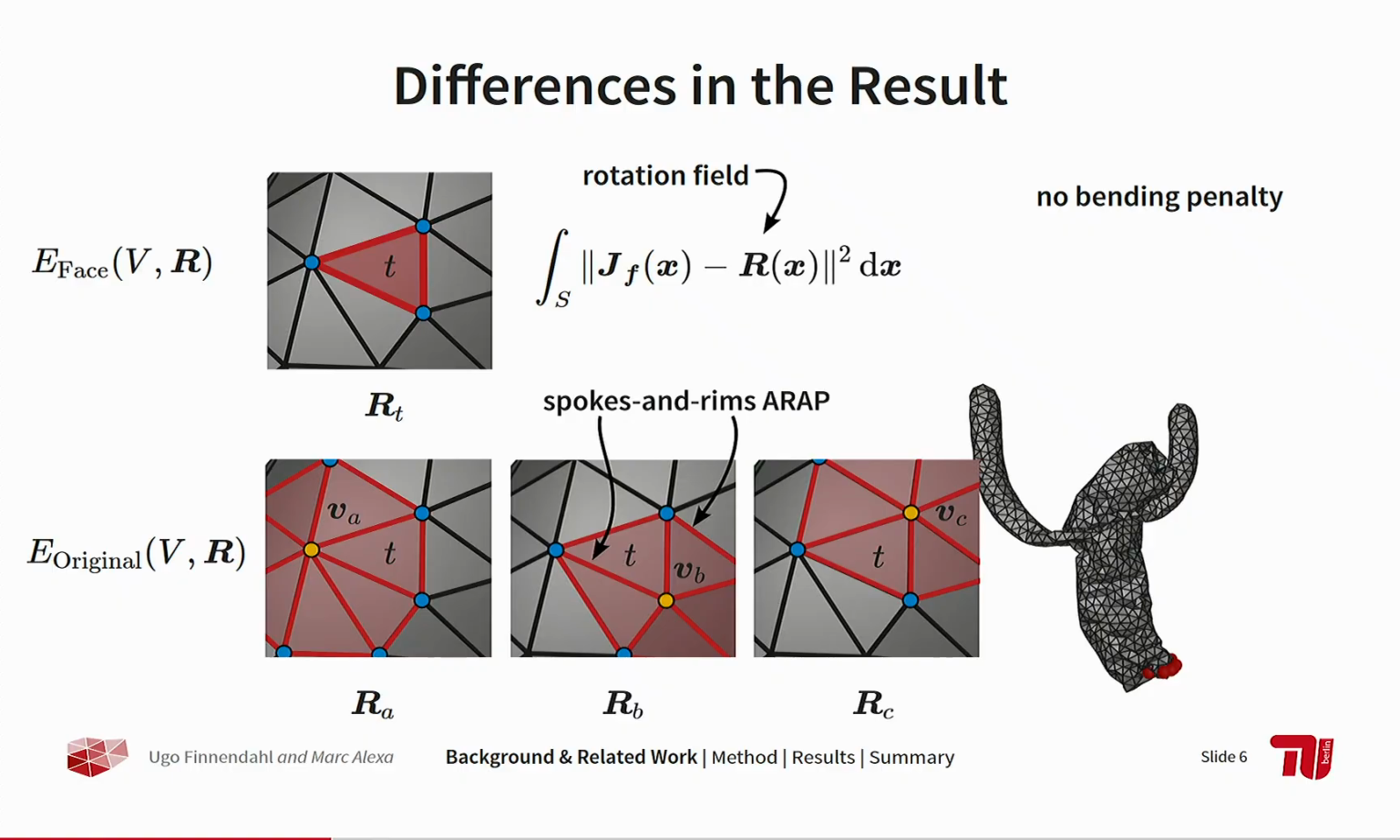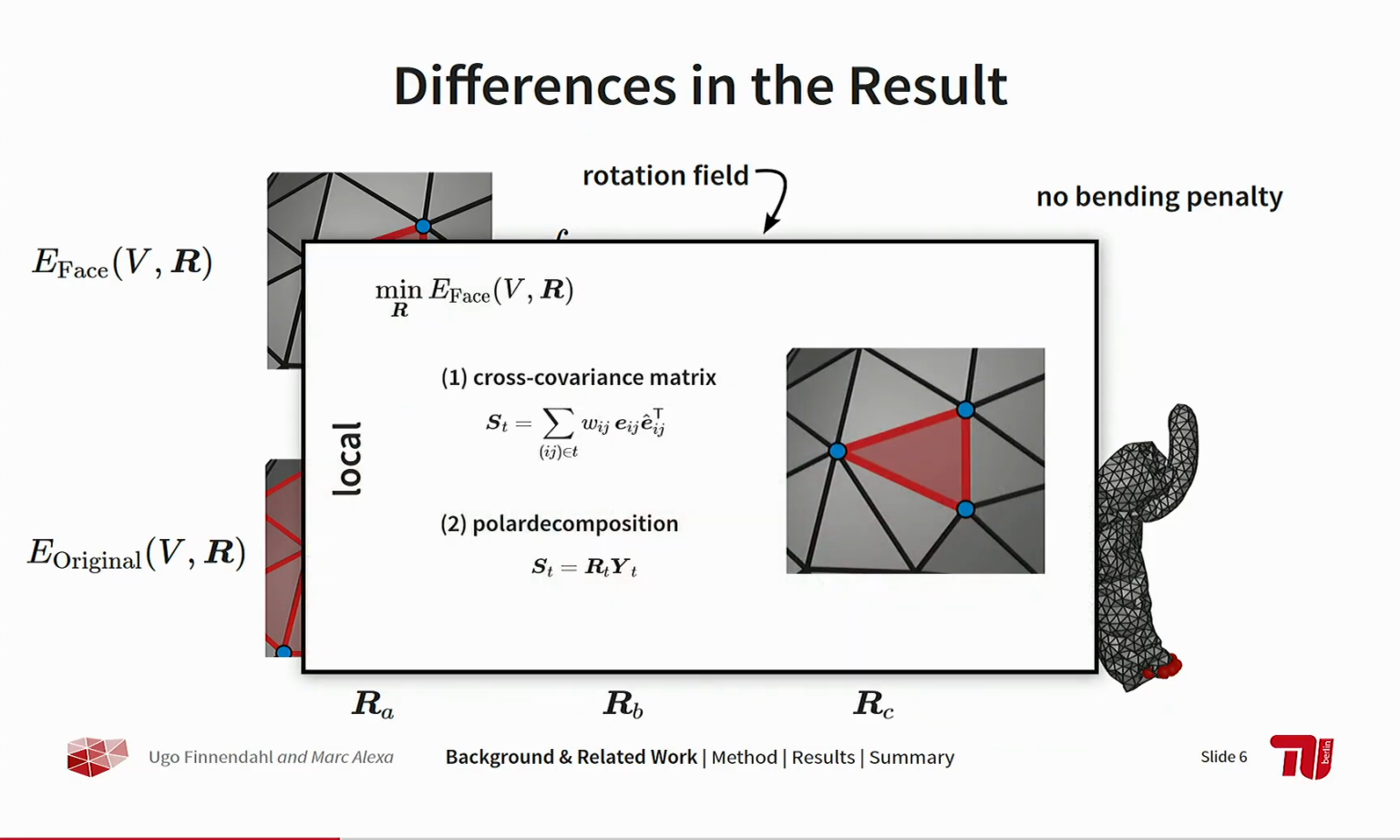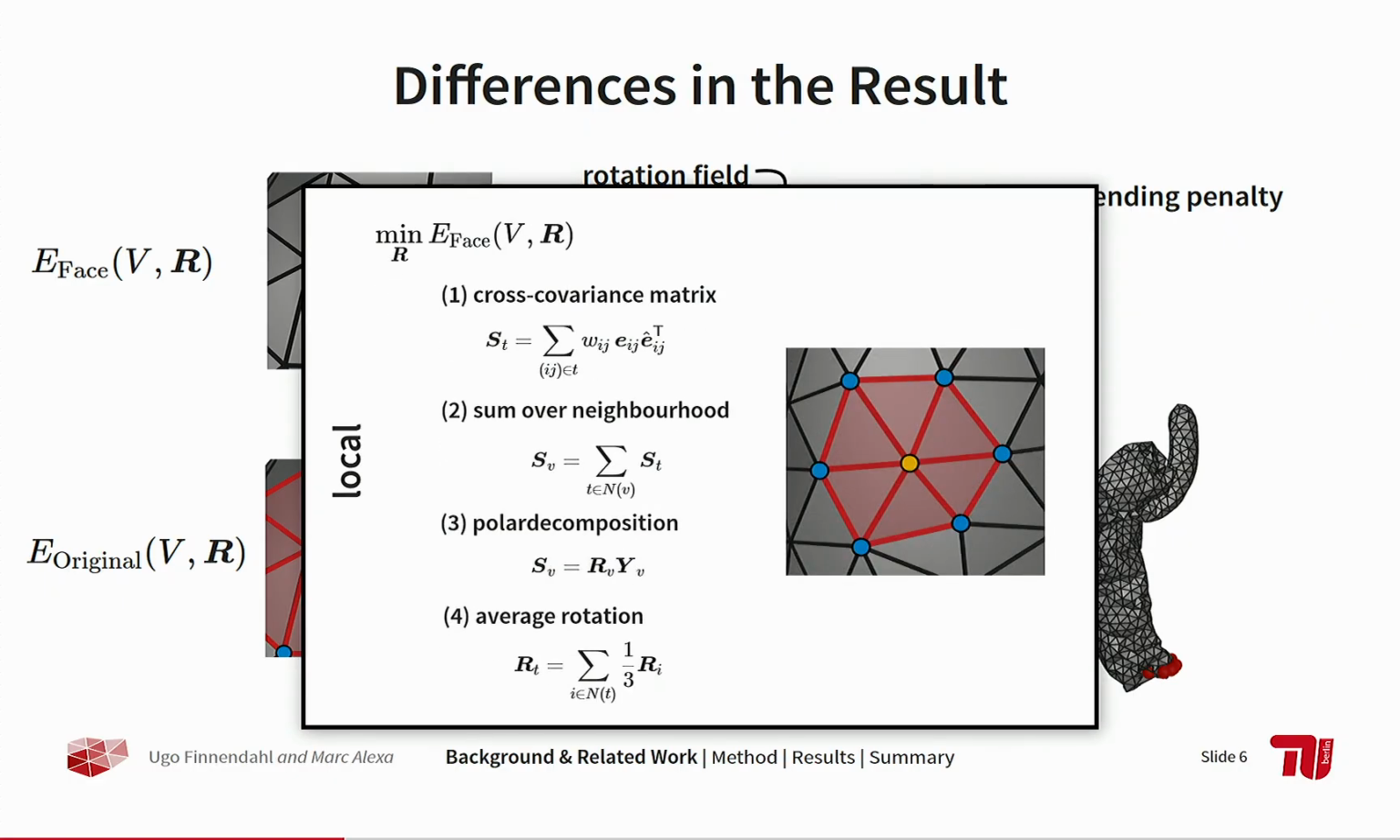So instead of finding the optimal rotations just for discrete edges, spokes and rims ARAP finds the optimal rotations for the whole continuous neighborhood. And this only inserts a slight variation to the face-wise optimization, we just need to adapt the local step by summing over the neighboring covariance matrices and averaging the rotations per triangle to end up with the triangle-wise rotations like before. Yeah, so the optimization is also very similar.